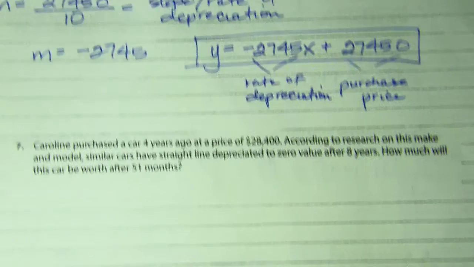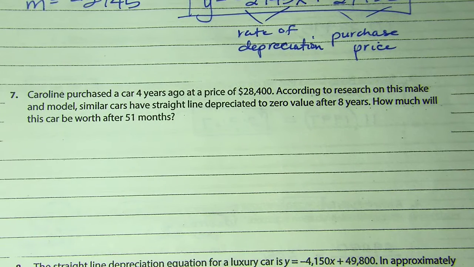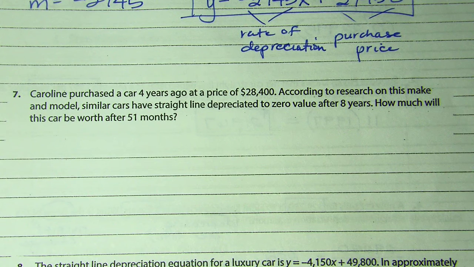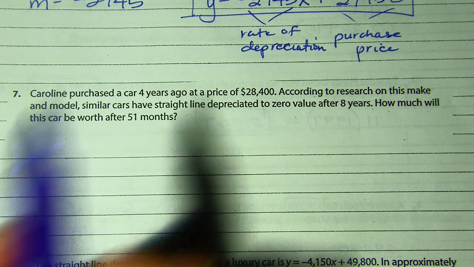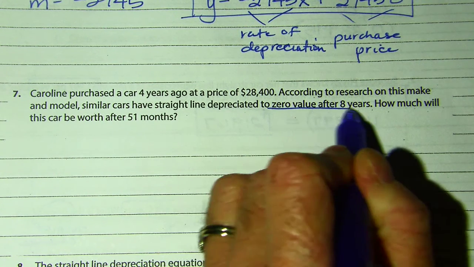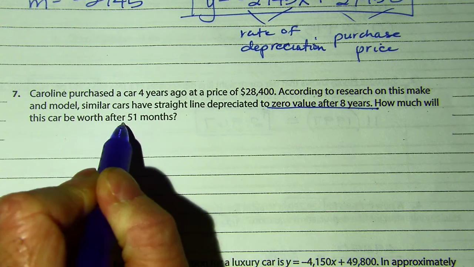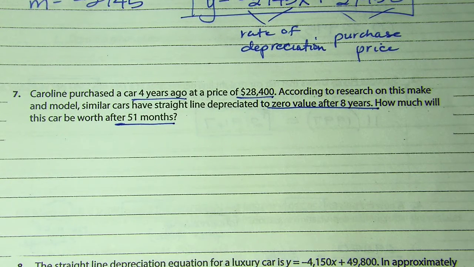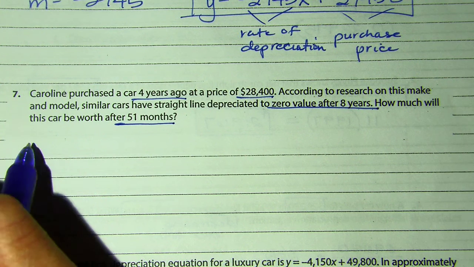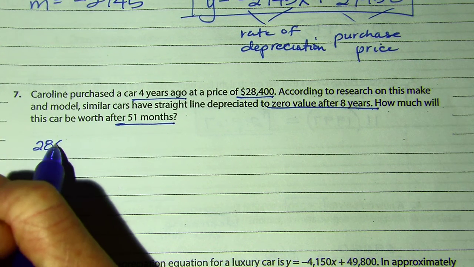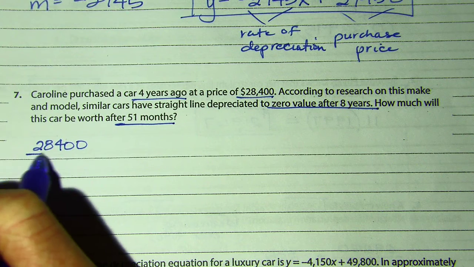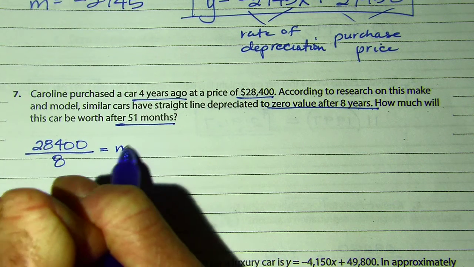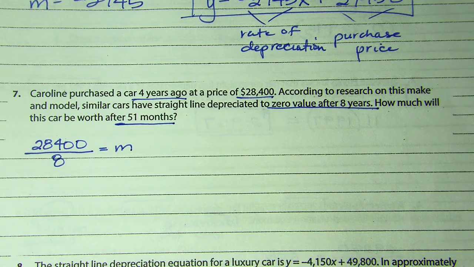So this says Caroline purchased a car 4 years ago at a price of $28,400. According to the research, it's going to have a 0 value after 8 years. How much will this car be worth in 51 months? Okay, so I know that her original price is $28,400, but it's going to equal $0 in 8 years. So this is going to tell me how much it's decreasing each year.